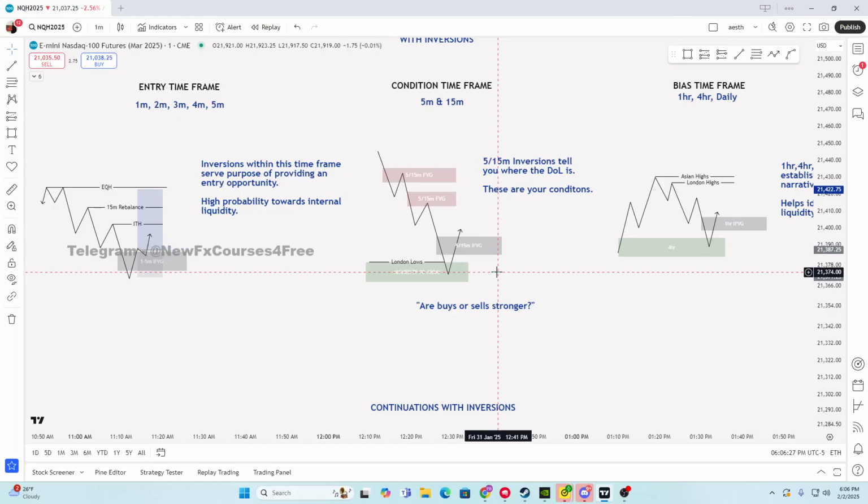I think whether it is 15 or 5-minute really depends on the range you're trading in, how much volatility there is. I personally believe 15 minutes is the best condition time frame, but 5 minutes works pretty much just as well. It's just depending on the day.